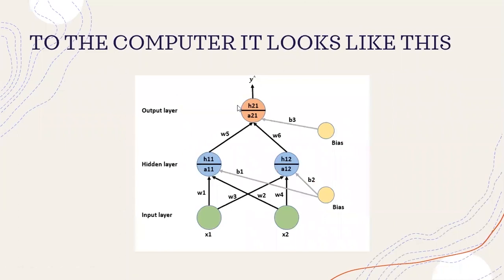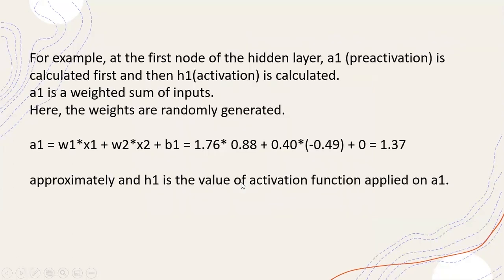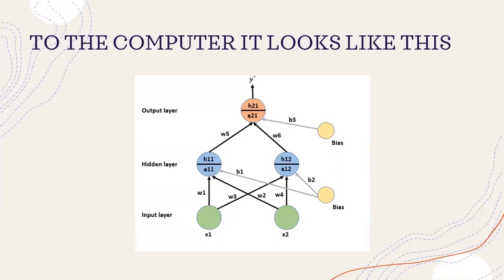To the computer, it actually looks like this. You can see the neurons and their weights and biases. Each neuron has its own weights, and depending on the number of inputs, it has that many weights. For example, at the first node of the hidden layer, A1 is the pre-activation and H1 is the activation. A1 is the pre-activation process and H1 is the activation process. And we finally give the output after the activation process.